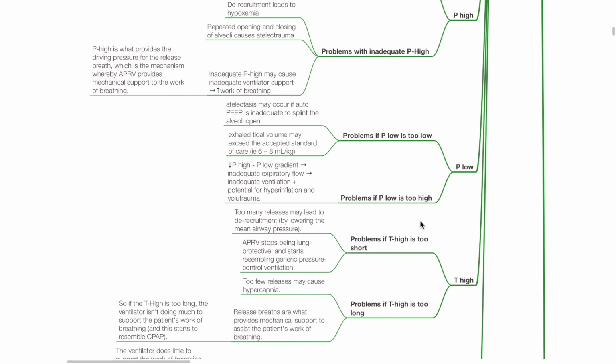P-low. Problems if P-low is too low. Atelectasis may occur if autoPEEP is inadequate to splint the alveoli open. Exhaled tidal volume may exceed the accepted standard of care, which is 6 to 8 mL per kg. Problems if P-low is too high. A reduced P-high to P-low gradient may result in inadequate expiratory flow, inadequate ventilation, and potential for hyperinflation and volume trauma.